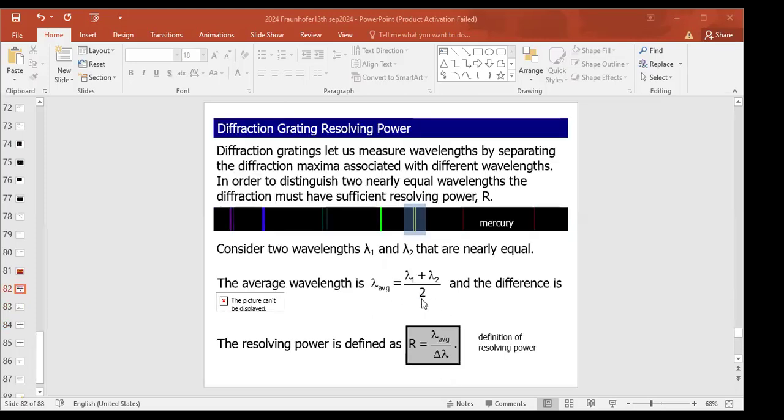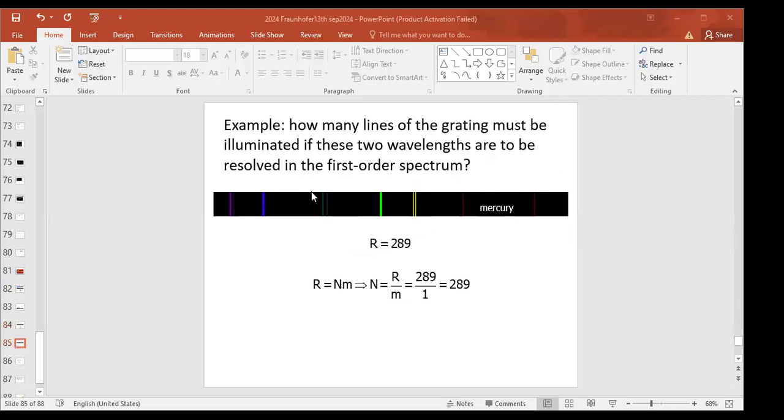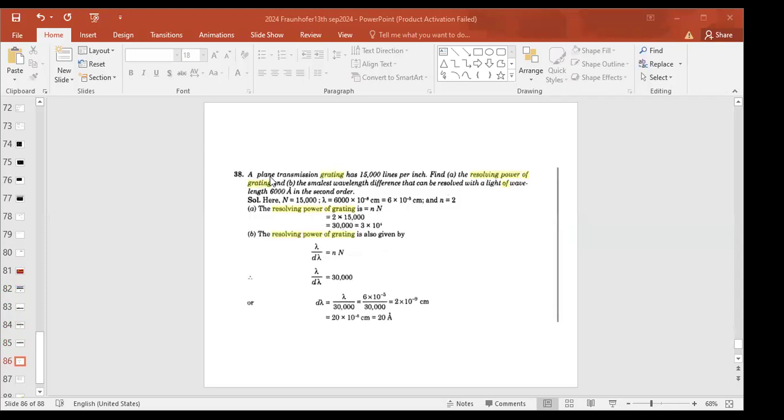This one, lambda average or delta lambda. Two lambda values are given. Then you can get the average value, and the delta lambda value from lambda 1 minus lambda 2 or lambda 2 minus lambda 1. Put those values here: delta lambda is this one, lambda average is this one, divide this one by this one, and you get the R, right? The resolving power of the grating. So very simply, here again another question, right? Try these things, and again some more examples for you to use.